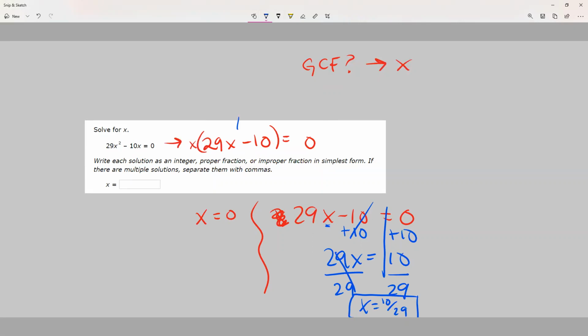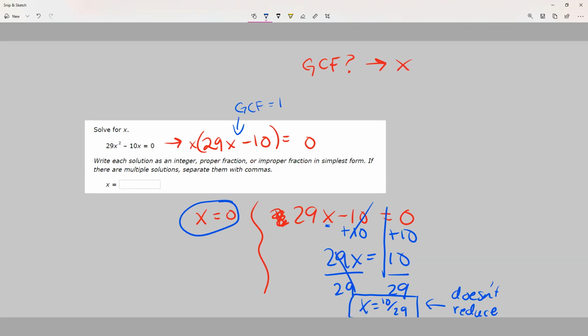It's the same way that I didn't have a greatest common factor here. The only thing here is a 1, and that's the same reason that this doesn't reduce. So they're very related ideas, fractions and factoring and all that. So this is one of my solutions, 10 over 29, and then 0 is my other solution.